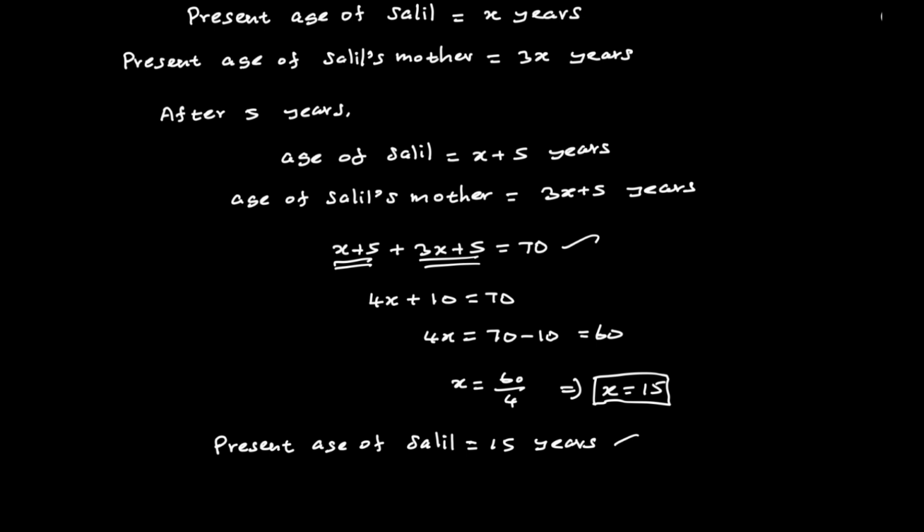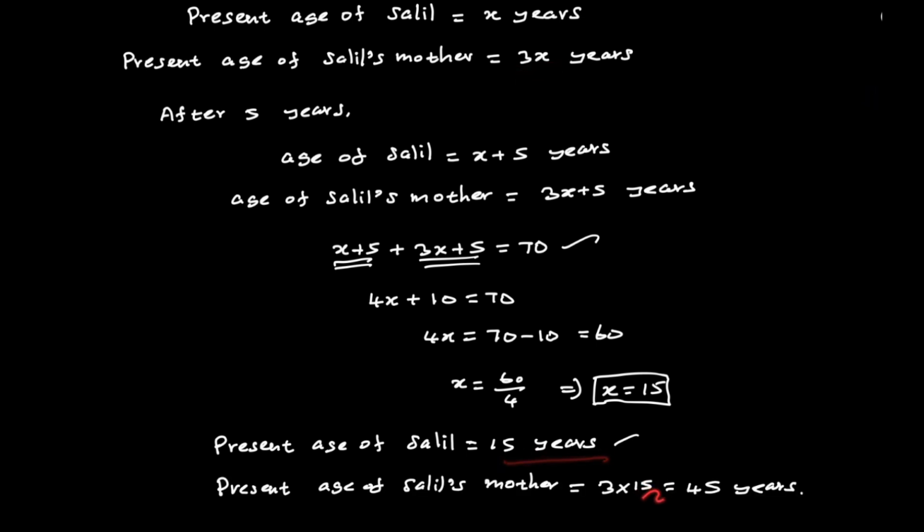Now we can substitute this 15 value here. So we can find the present age of Salil's mother. So 3 into 15 is 45. So the present age of Salil is 15 years. Present age of Salil's mother is 45 years.